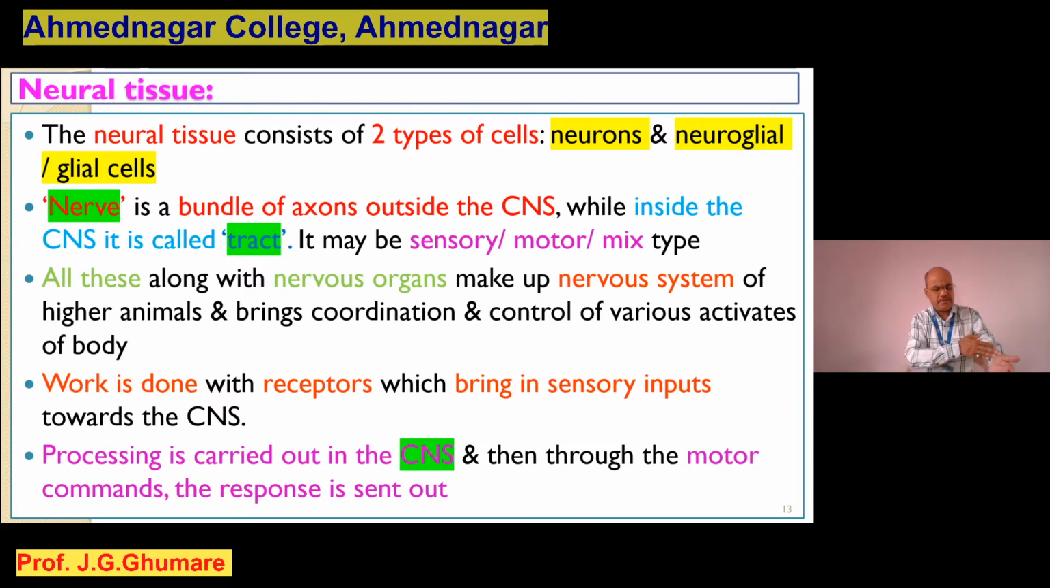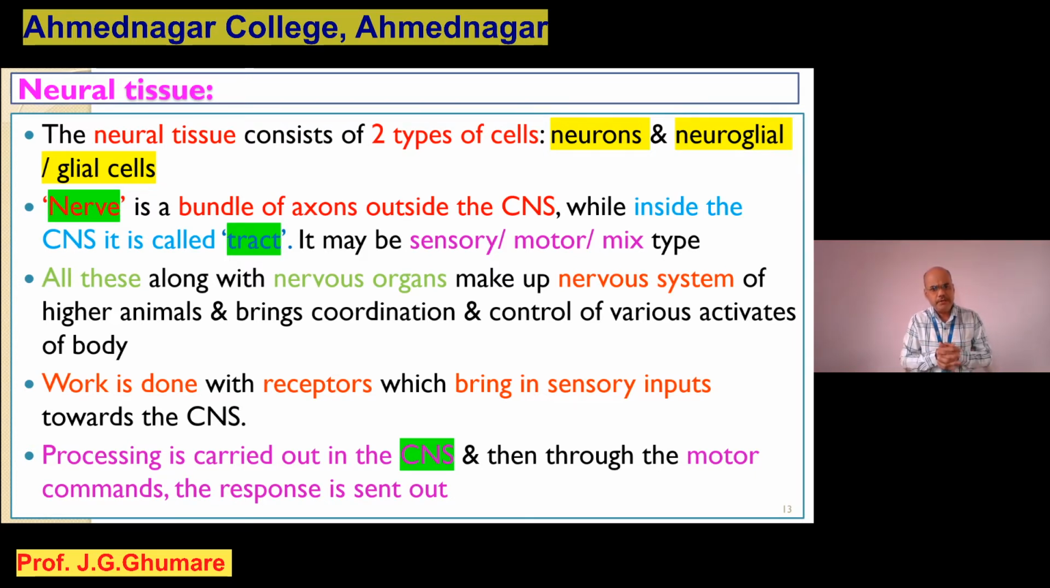The one which carries messages from the receptor organ to the central nervous system is sensory. The one which carries messages from the central nervous system to the effector organ is called motor. And the one which carries to and fro, meaning 50% sensory, 50% motor, is called the mixed type. All these, along with the nervous organs, make up the nervous system in the body. Higher animals specifically, we are talking about, will bring about control and coordination in the body.